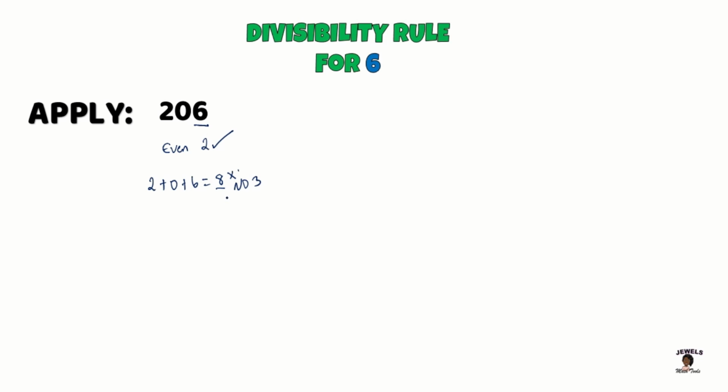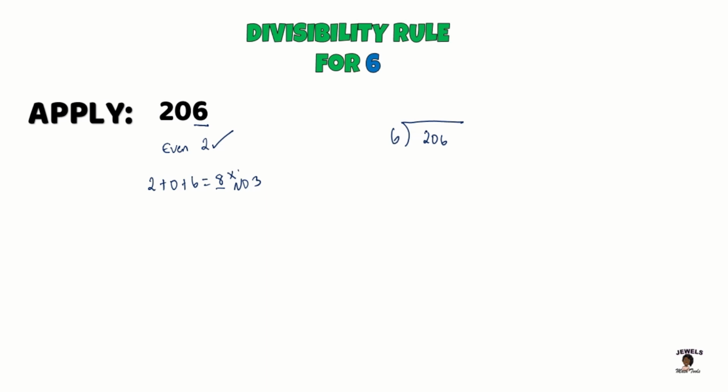So because this rule only applies to 2, but it doesn't apply to 3, that means that this number 206 is not divisible by 6. That means that when we're dividing 206 by 6, we should get a remainder. So let's go through our division and test to see if the rule is indeed correct for this number.